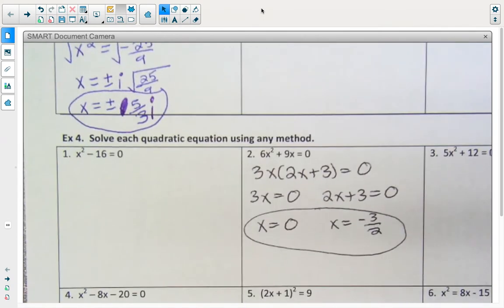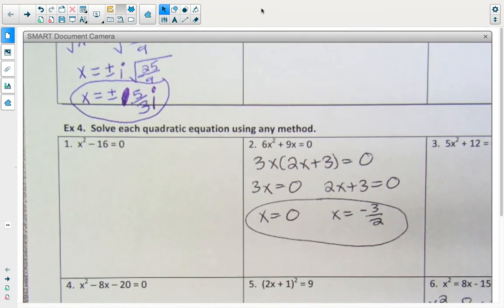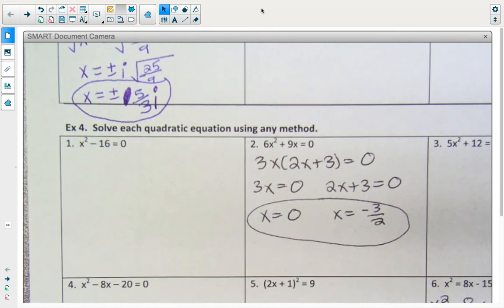Now, I want to take a look at a few problems. And so the directions here say solve each quadratic using any method. So we have 3 methods so far. We can graph it, we can factor it, or we can now take the square root. All 3 of those are going to give you the same answer. I'm just going to walk you through some ways that you'll know how to use one problem over the other.